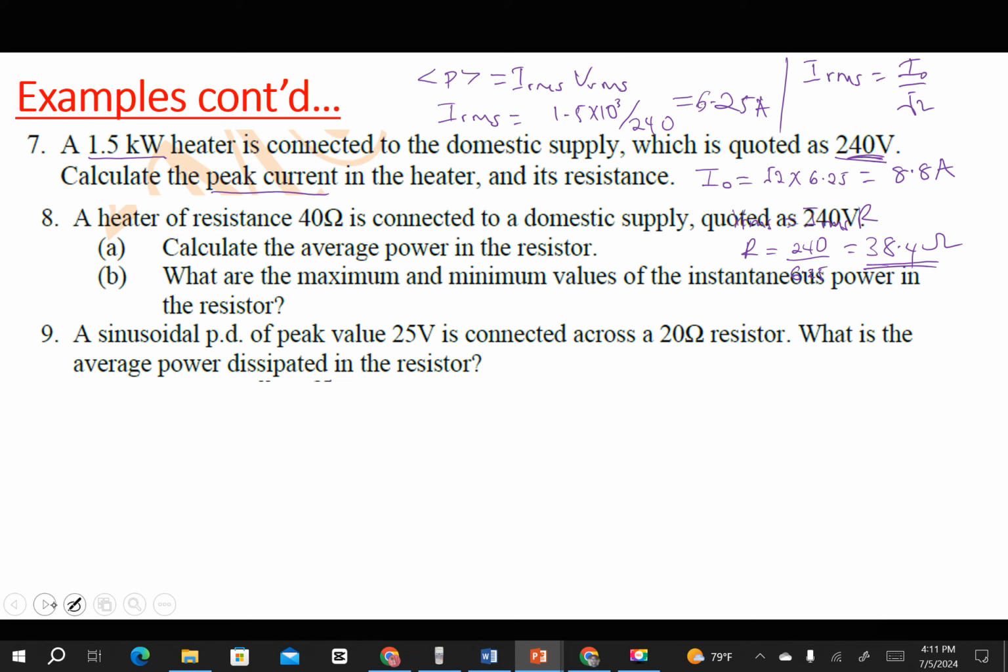A heater of resistance 40 ohms is connected to a domestic supply quoted as, I can't see this, so I have to delete what I've just written.